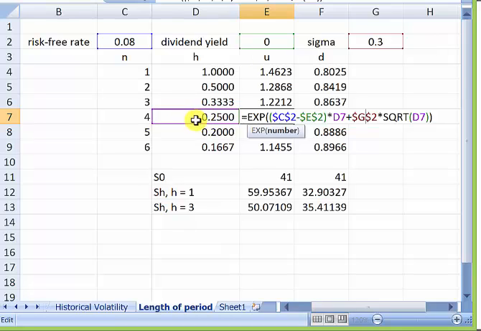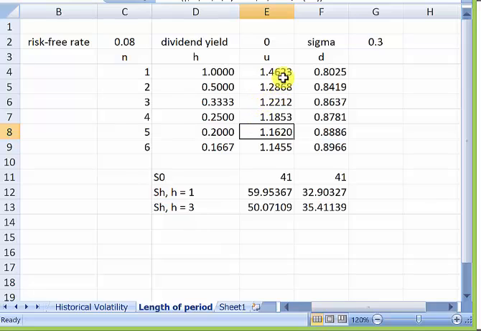Again, this is a smaller number. As more and more subperiods go into the one whole period, the length of each subperiod becomes smaller and smaller, so the magnitude of going up and down becomes smaller and smaller. This is from 1 to 6. As the length of the time period becomes shorter and shorter, you can see the up proportion become smaller and smaller, going towards 1, and the down proportion going bigger and bigger, again also towards 1.